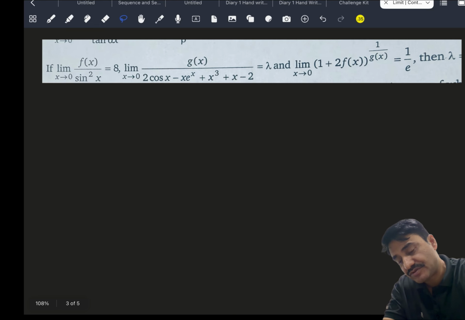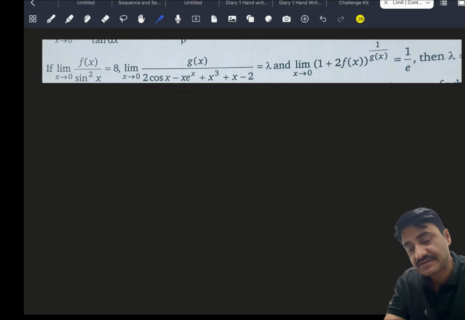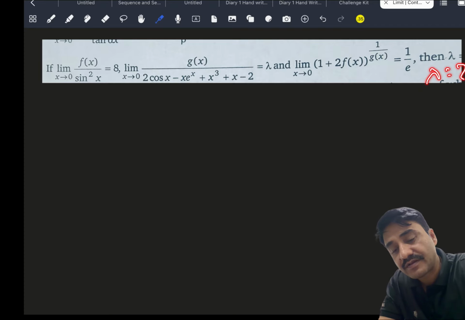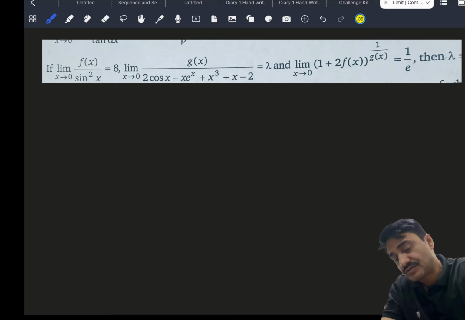अभी हमारे पास एक क्वेश्चन है कि if x tends to zero, limit f(x) by sin square x is 8, and x tends to 0 limit g(x) by 2 cos x minus x e raised to x plus x cube plus x minus 2 is lambda. Then we have to find the value of lambda. Lambda is what?